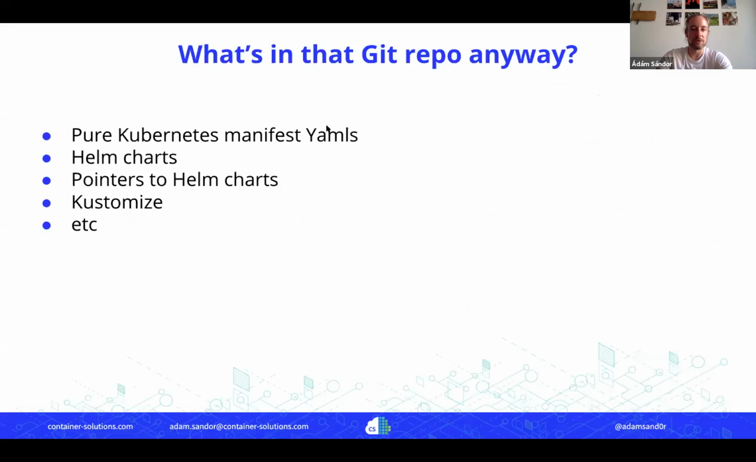What's in those Git repos? Basically, either Kubernetes manifest YAMLs, they can be Helm charts, they can be pointers to Helm charts which are in a chart repository. They could be Kustomize files. There can be basically whatever, as long as it's declarative configuration. Because one thing you don't want to be dealing with is what changed compared to the previous version and how did it really change. That's something you want Kubernetes to be dealing with.